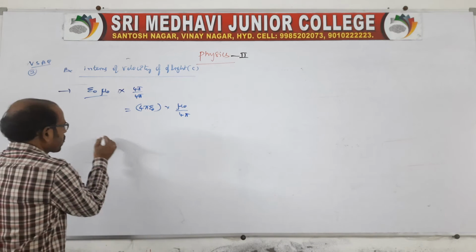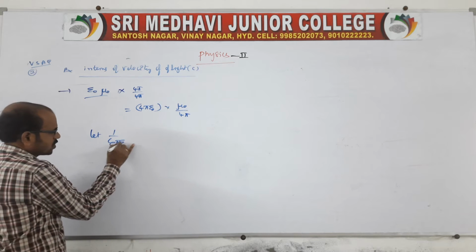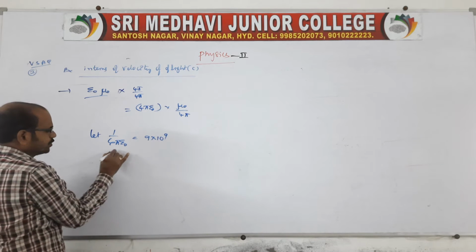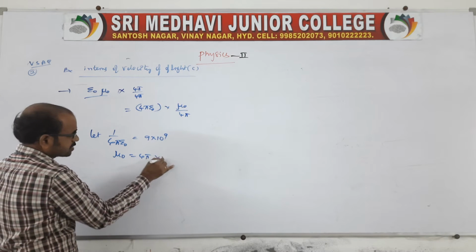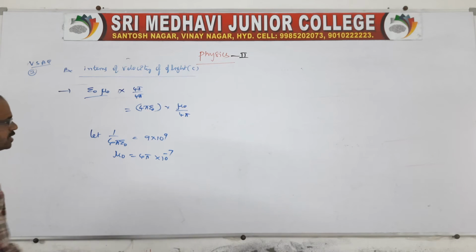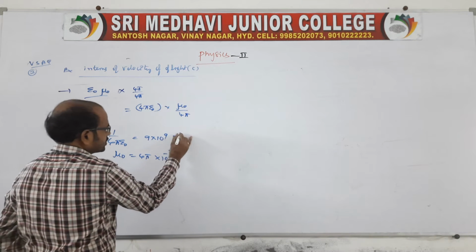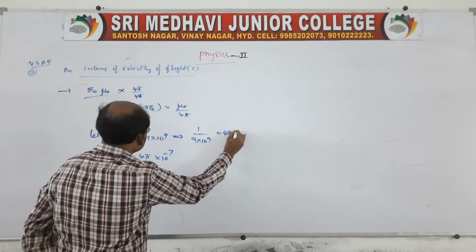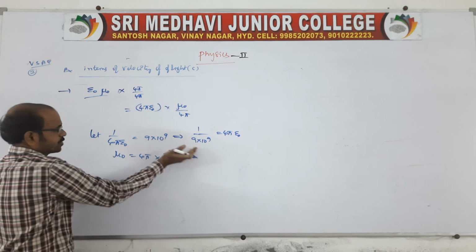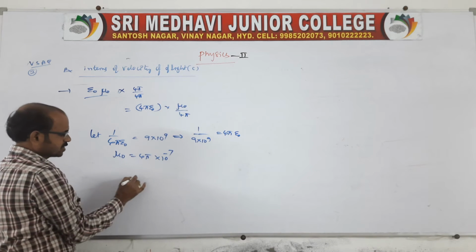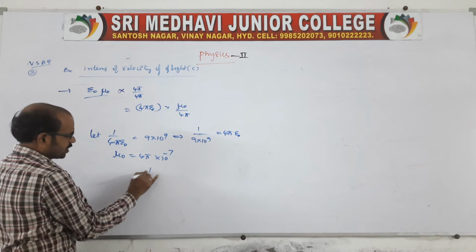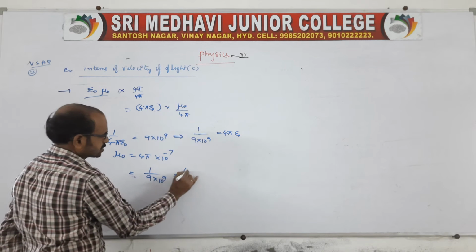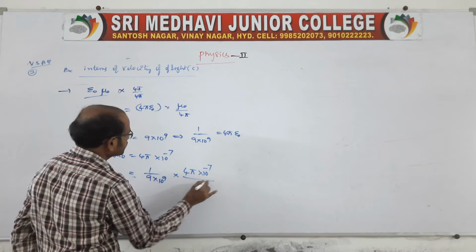Now we know 1 by 4 pi epsilon naught is 9 into 10 power 9, and mu naught is 4 pi into 10 power minus 7. Since 1 by 4 pi epsilon naught is 9 into 10 power 9, we can write 4 pi epsilon naught as 1 by 9 into 10 power 9. Now replace this, so that we get 1 by 9 into 10 power 9 into mu naught, which is 4 pi into 10 power minus 7, by 4 pi.